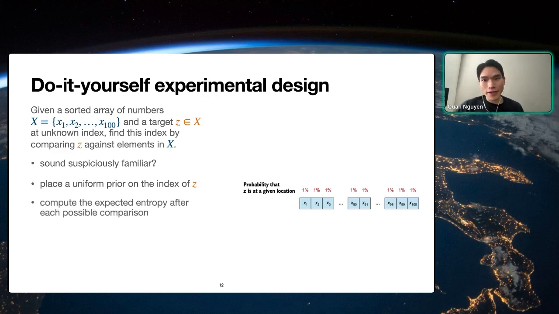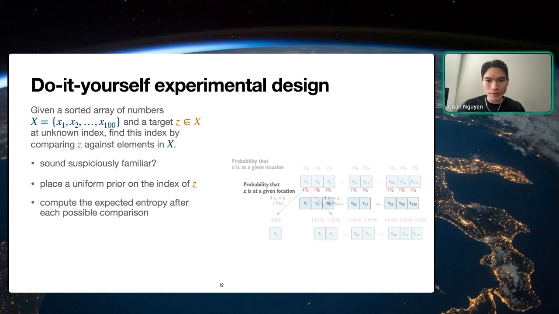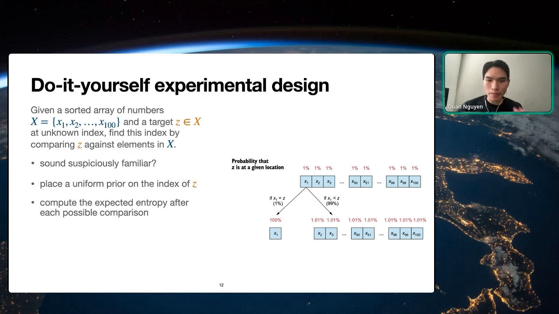Now what we want to do is, again, compute the expected entropy that we'll get after performing a comparison. So let's imagine, when we do a comparison, what would be the entropy in different scenarios that we can encounter while doing that comparison. So imagine if you were to compare Z against the first index, the number at the first index, then there are two possible scenarios. The first is that you realize that x1 is exactly equal to Z, which only happens 1% of the time, right, according to your prior belief. But 99% of the time, x1 is actually less than Z.